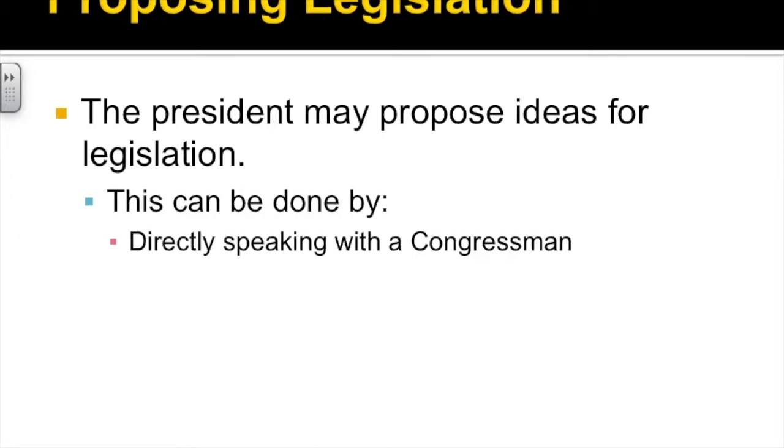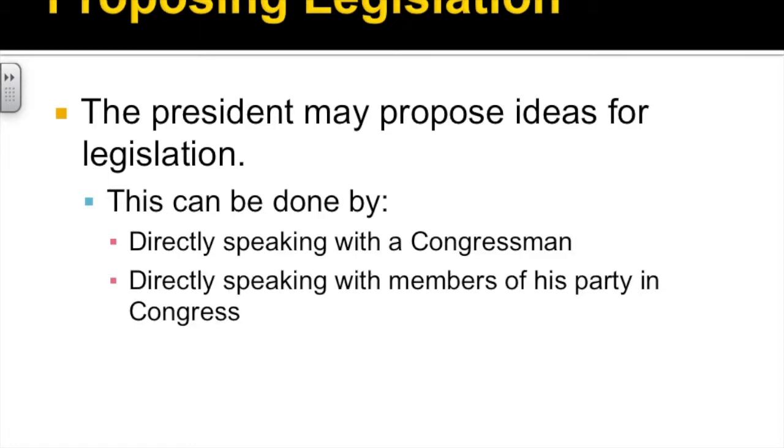He can directly speak with a congressman. He can do it through members of his party, which are also in Congress. Or he could do this, and this is the most popular way, in the State of the Union address, where he basically sets an agenda for Congress to take care of throughout the year.